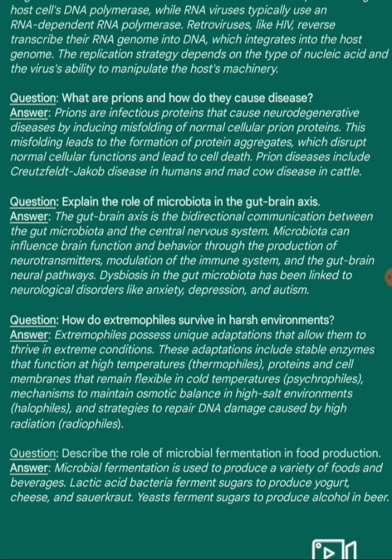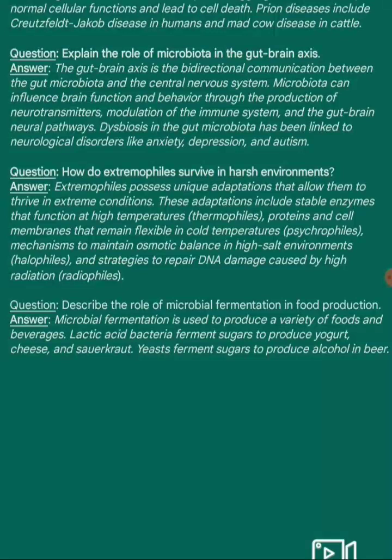Next question. Explain the role of microbiota in the gut-brain axis. Answer. The gut-brain axis is the bidirectional communication between the gut microbiota and the central nervous system. Microbiota can influence brain function and behavior through the production of neurotransmitters, modulation of the immune system, and the gut-brain neural pathways. Dysbiosis in the gut microbiota has been linked to neurological disorders like anxiety, depression, and autism.